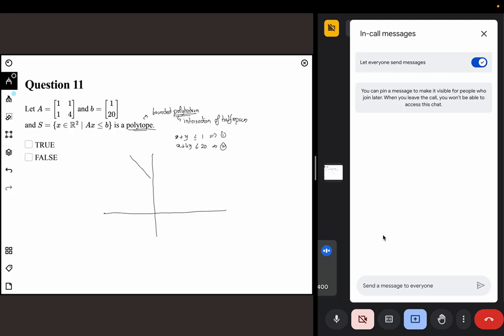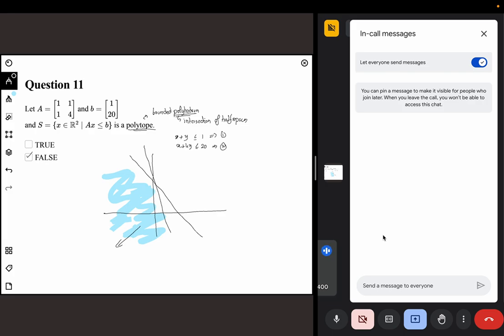If I draw them, one will be like this, the other one will be something like this. So the intersection will be something covering this entire thing. It will have something in the second quadrant, it will have something in the third quadrant. And this keeps on going in this direction. So this is not bounded. So it is not a polytope.